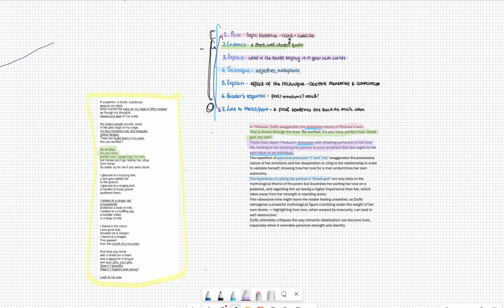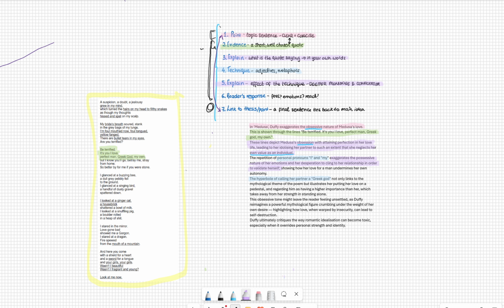So then after giving a technique, you need to explain it again. So the effect of the technique. So here the author has said, "The repetition of the personal pronouns I and my exaggerates the possessive nature of her emotions and her desperation to cling to her relationship in order to validate herself." So that's your explanation of the technique. It takes your little point and puts it on a deeper level. So it really shows how the technique that you've picked out adds to your point.